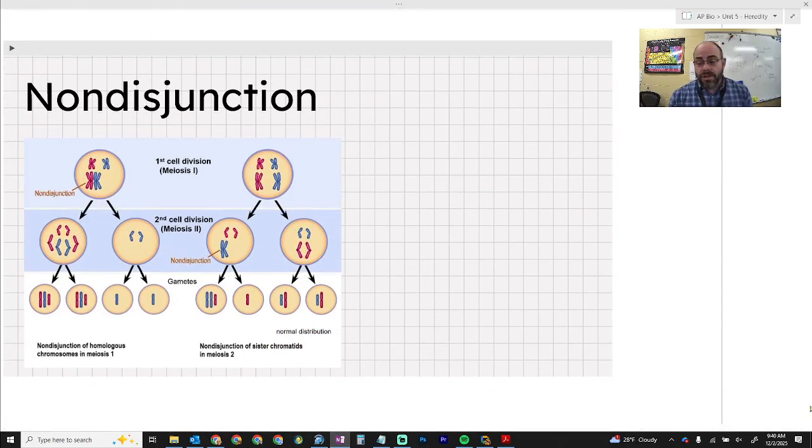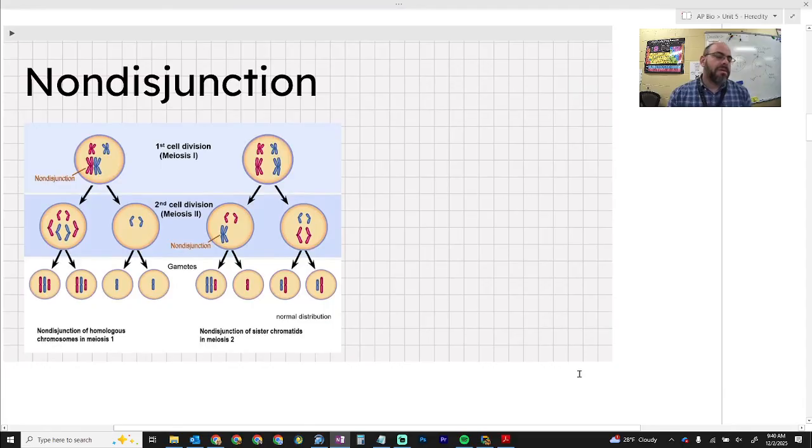So nondisjunction is a failure of chromosomes to separate. How can you know that? Well, let's look at the word nondisjunction. Junction means joining. Disjunction is not joining. Nondisjunction is failure to not join. What is the not joining? Separating, right? So failure to separate.